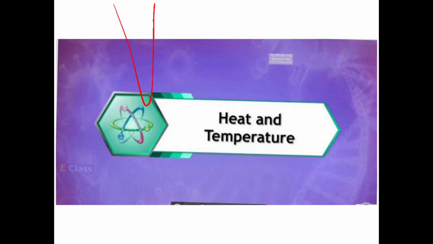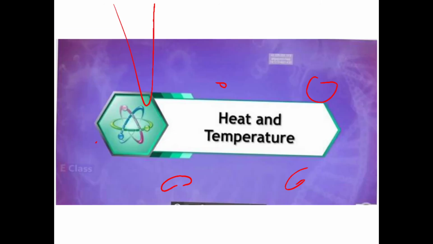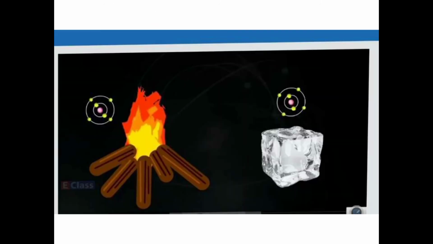I hope everyone knows that substances are made up of atoms. So the atoms in a substance are always in motion. एक यहाँ ऐसे ऐसे भागते ही रहते हैं. Okay. So atoms are in continuous motion.